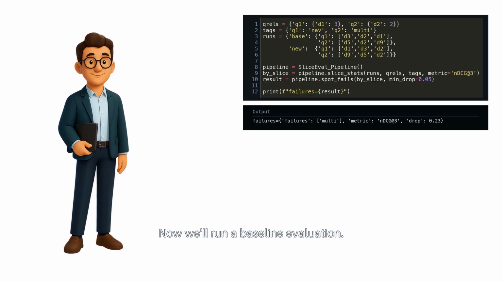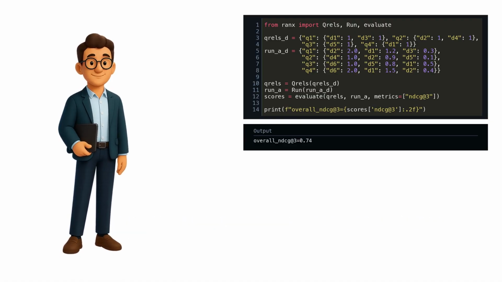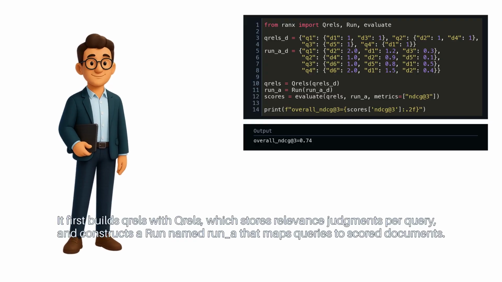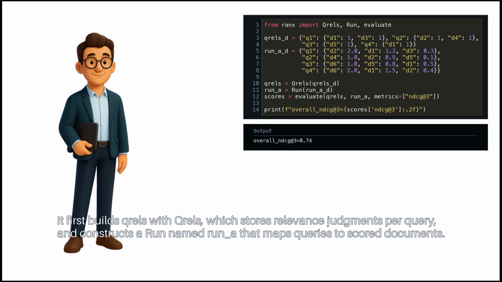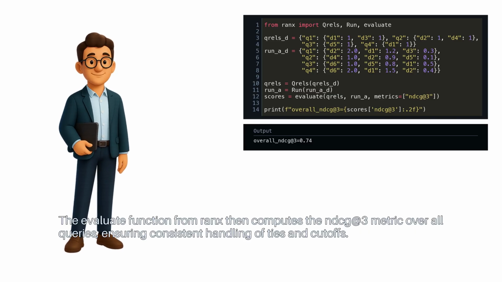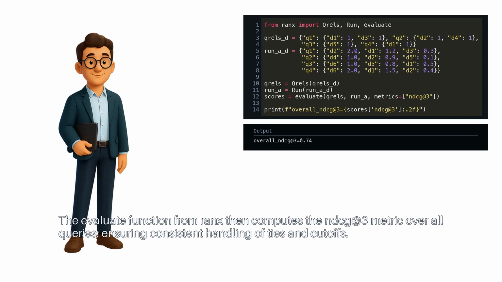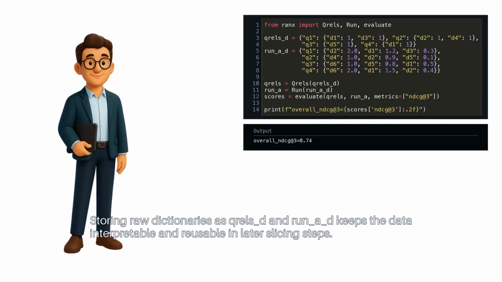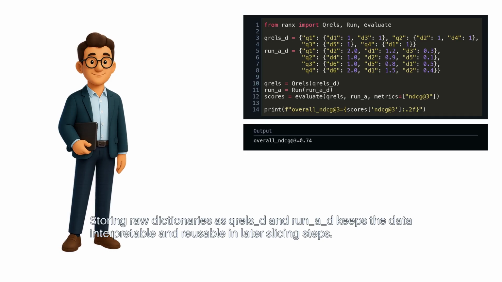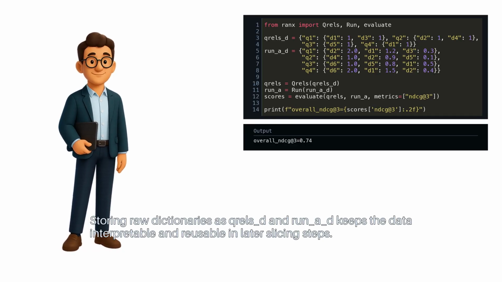Now, we'll run a baseline evaluation. This snippet evaluates a minimal retrieval baseline using ranx and reports NDCG at rank 3. It first builds qrels, which stores relevance judgments per query, and constructs a run named run A that maps queries to scored documents. The evaluate function from ranx then computes the NDCG at 3 metric over all queries, ensuring consistent handling of ties and cutoffs. Storing raw dictionaries as qrels_d and run_A_d keeps the data interpretable and reusable in later slicing steps.